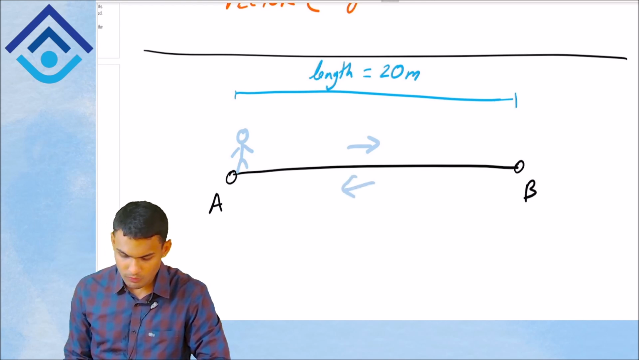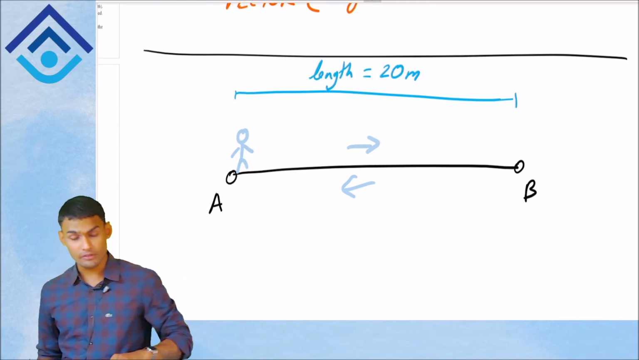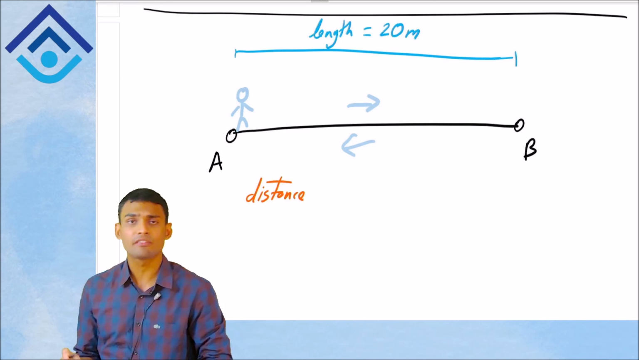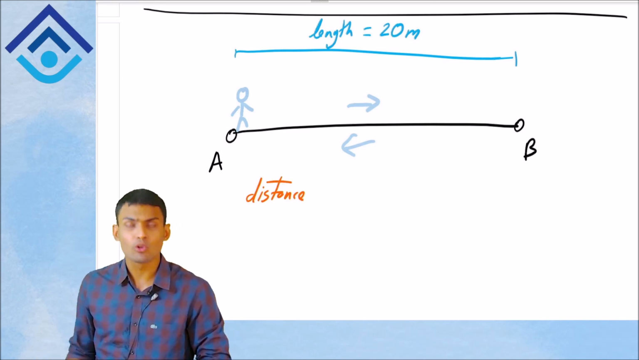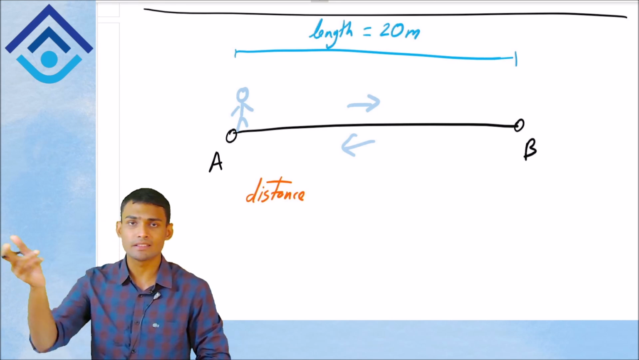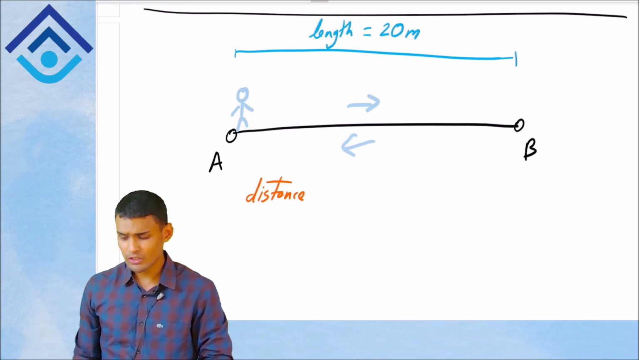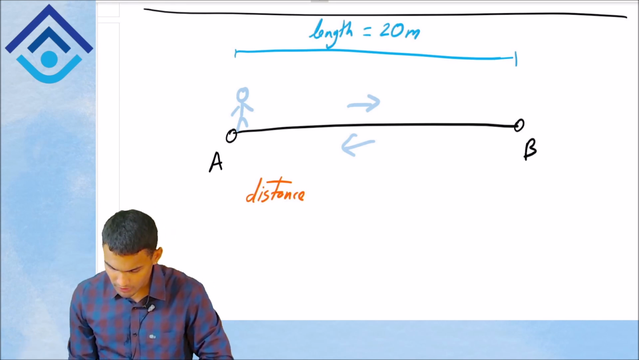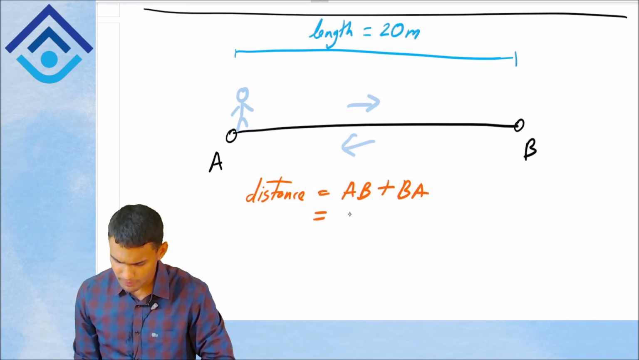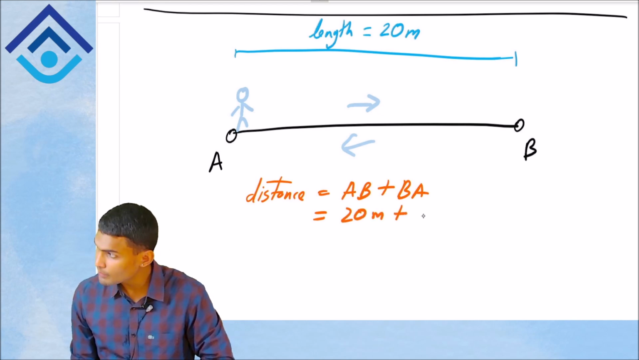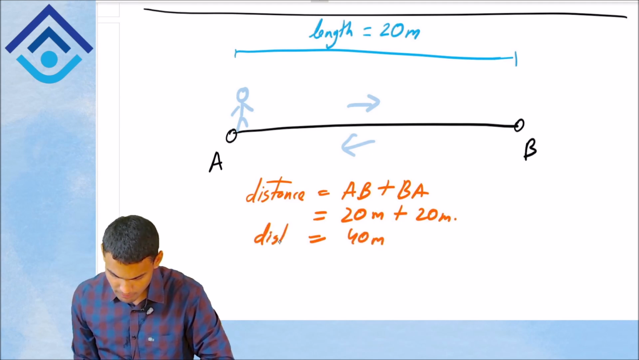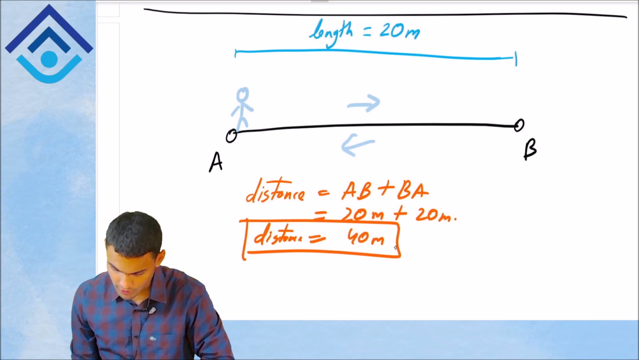If I ask you to measure the distance this person has covered, the distance will be simple. Distance is the amount of magnitude. It does not have direction. By direction I mean we won't say it is going forward, that means it is going north. No, it does not have any direction. We're just going to say that he moved 20 meters from A to B and 20 meters from B to A. So it is AB plus BA. The length of AB is 20 meters, the length of BA is also 20 meters, so that gives you 40 meters. So the distance, that is the magnitude covered by this person, is 40 meters.